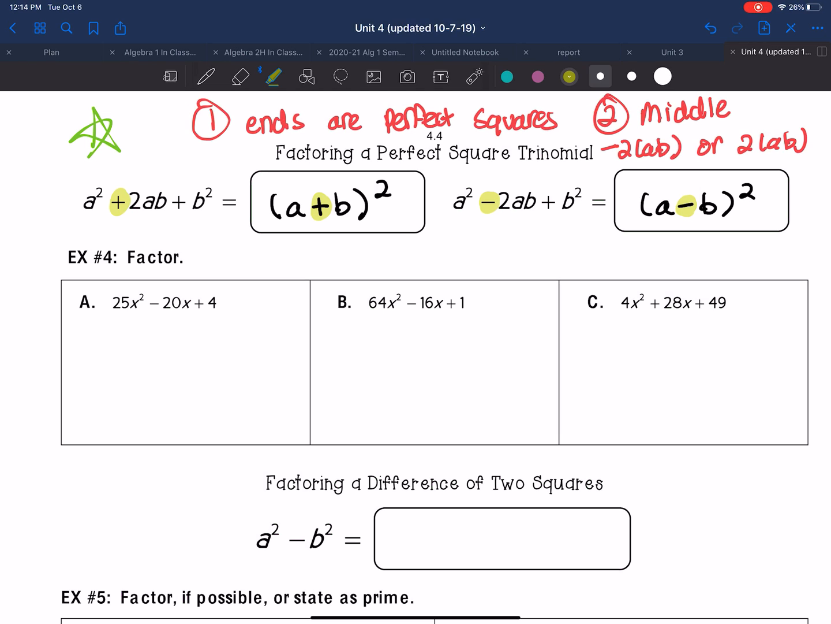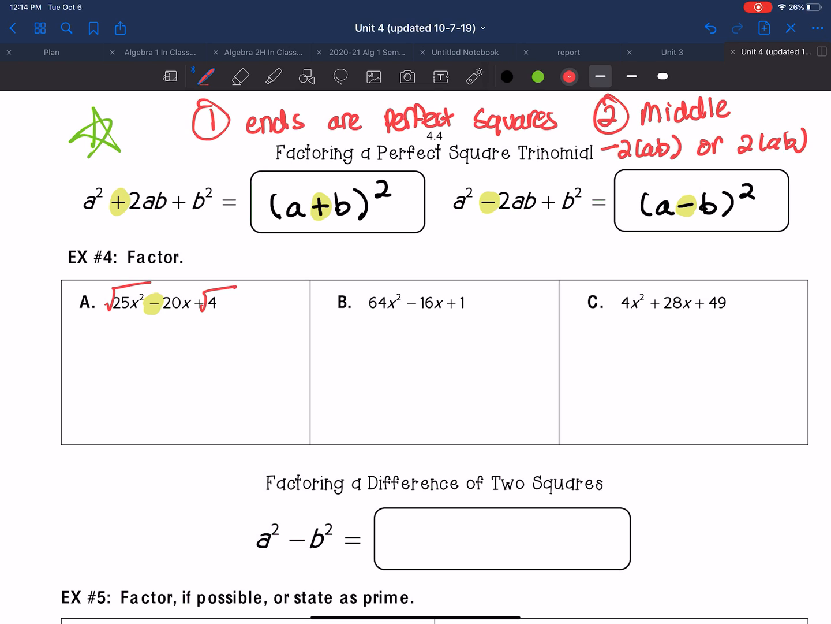Example number 4, 25x squared minus 20x plus 4. All right, first things first, I noticed that I have a negative, so I'm going to probably be using this second formula over here, okay? So if I take a look here, oh my goodness, the ends are perfect squares, right? Because I can take the square root of 25x squared. I can also take the square root of 4, and they come out to clean numbers. So the ends are perfect squares.